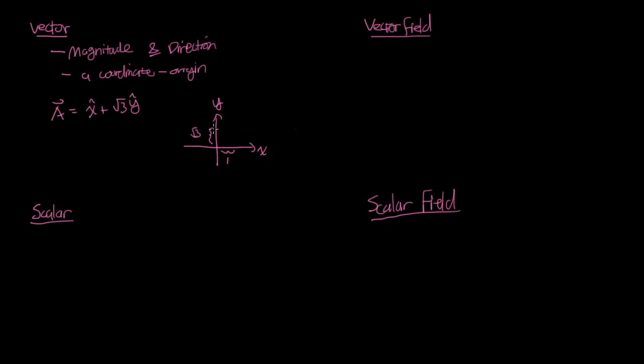So root 3 y hat would just be a vector that's root 3 long going up this way. X hat will be a length of 1 vector going this direction. And when you add these two vectors together, we'll talk about vector addition later, but what you end up with is this point here, which is at 1 comma root 3, and it will have a length of, according to Pythagorean's theorem, a length of 2.